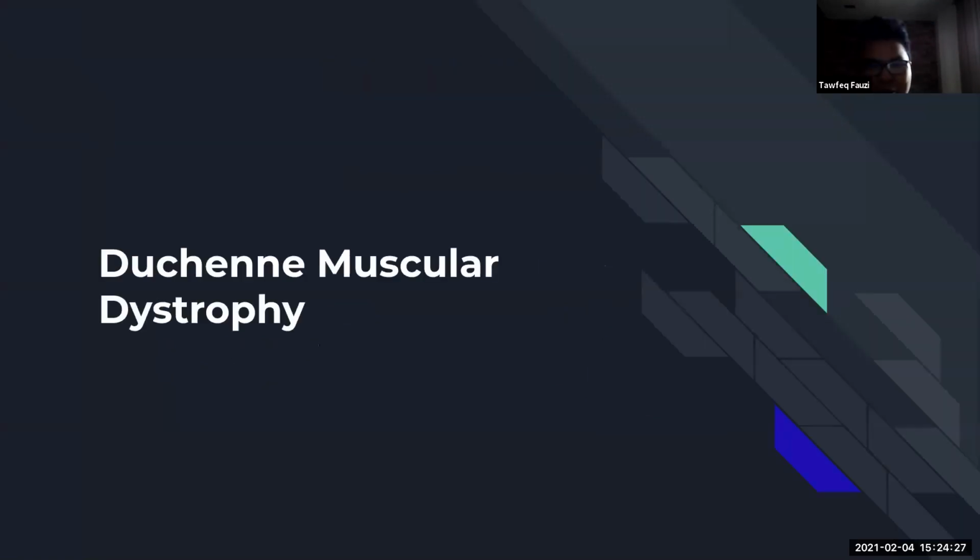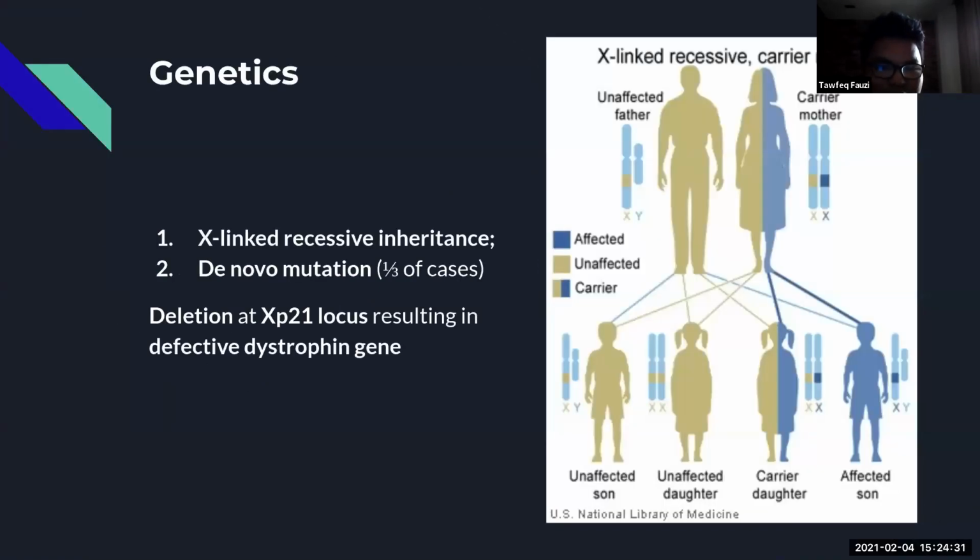Okay. Now we proceed to Duchenne. Duchenne is an X-linked recessive disorder. However, in a third of cases, it can also be due to de novo or spontaneous mutations. What happens in Duchenne is that there's a deletion at the short arm of the X chromosome. So that locus is where the gene that produces dystrophin is located.